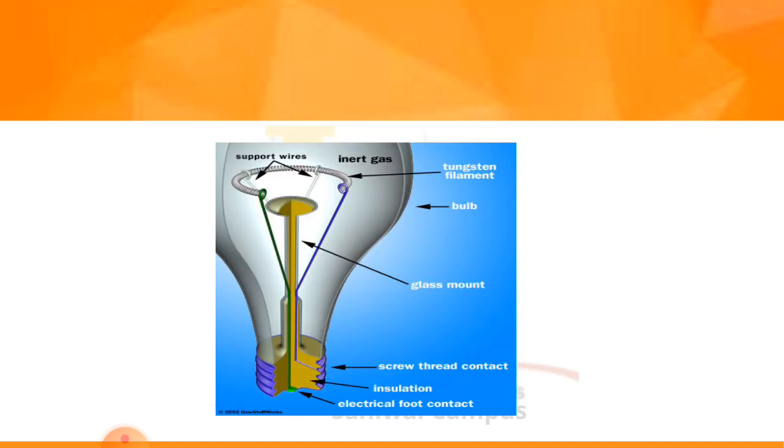You can have a picture of a bulb that has a tungsten filament, a blown up glass, evacuated and filled with inert gas. So the glass mount is placed over here, a screw thread contact that is basically a metallic base or the holder, and an insulation inside it that prevents the current from passing through our bodies, and the electric foot that contacts in the torch to allow the current to flow through it.